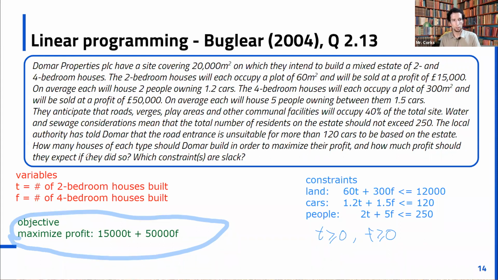So basically, the first part is saying, what should T be and what should F be to maximize the profit? And then how much profit should they expect if they do so? That's the actual profit. What is the maximum profit? And this last part about which constraints are slack, that's something to solve, but it's not information that will help us do the solving. So we'll come back to that at the very end.